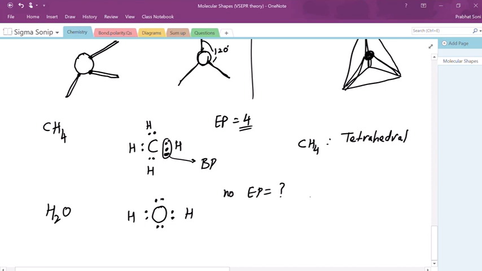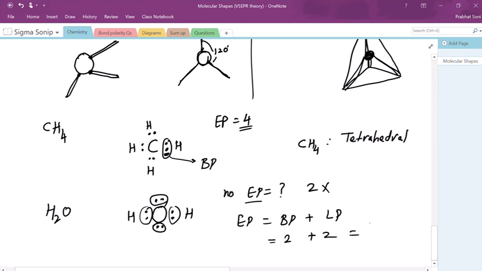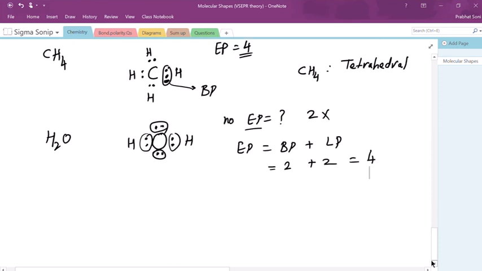Some of you would say that there are 2, which is not right. When we are talking about electron pairs, we need to take into account bonded pairs and lone pairs both. So in the case of water, you got 2 bonded pairs, this and this, and 2 lone pairs, that and that. So the total number of pairs is 4. Because there are 4 sticks, these 4 sticks will point towards the 4 corners of a tetrahedron.